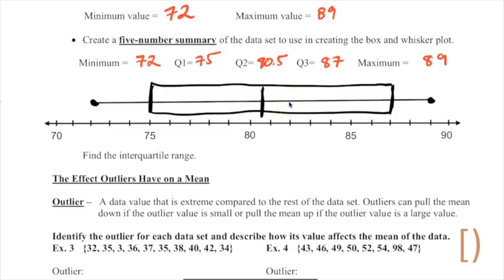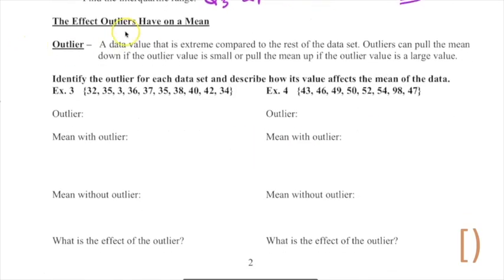And if I want the interquartile range, that's gonna be Q3 minus Q1. So that's gonna be 87 minus 75, and I get 12. Last little thing. Let's talk about outliers.